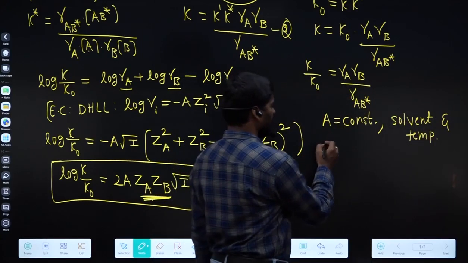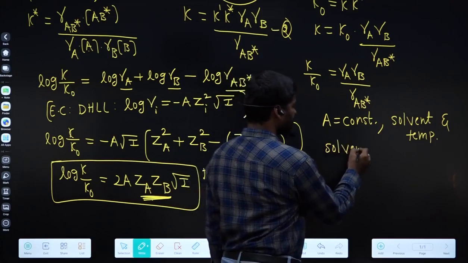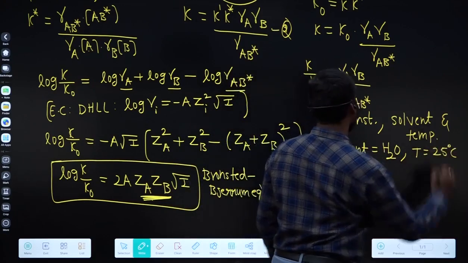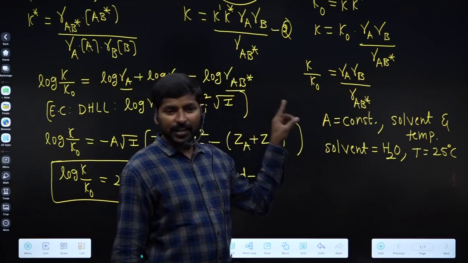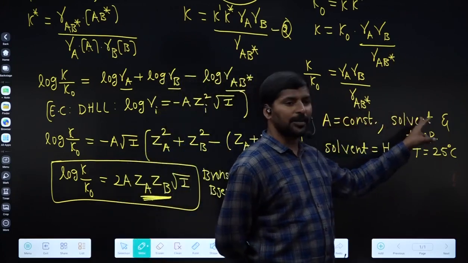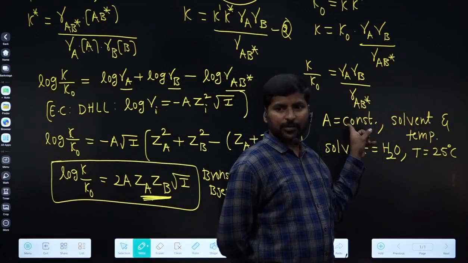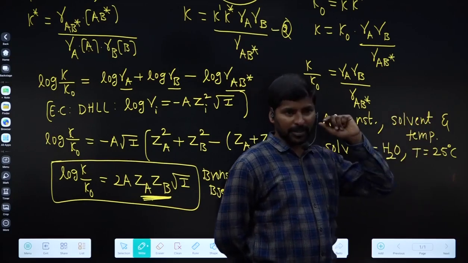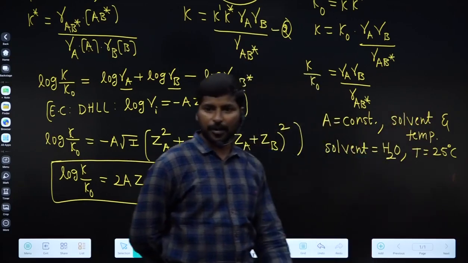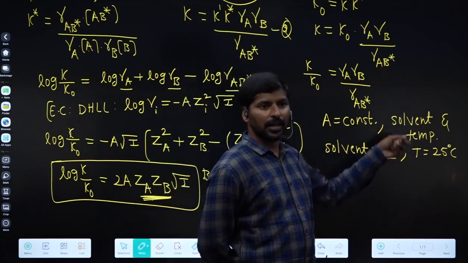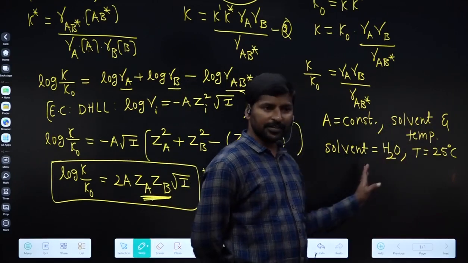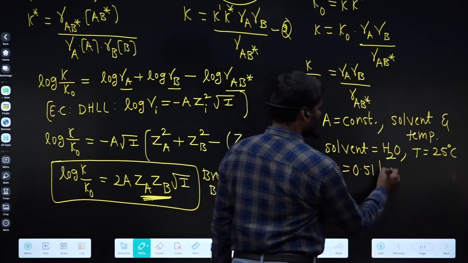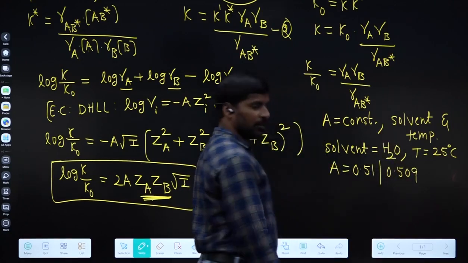In the equation for A, we have a solvent parameter and a temperature parameter, and that's why it depends on the nature of the solvent and temperature. If you fix the solvent, that is water, and fix the temperature at 25 degrees centigrade, the A value obtained is 0.51. The exact value is 0.509, or simply we may take 0.51.